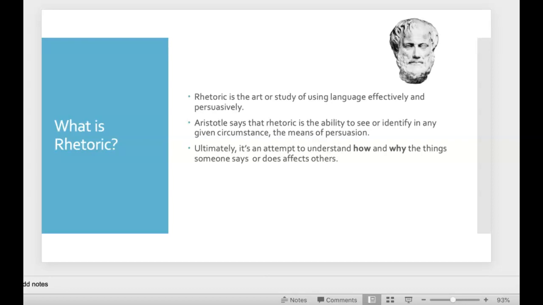Rhetoric is the art or study of using language effectively and persuasively. Aristotle says that rhetoric is the ability to see or identify in any given circumstance the means of persuasion. Ultimately, it's an attempt to understand how and why the thing someone says or does affects others. So, when we're talking about rhetoric, we're really looking at how someone who is speaking or writing is using their language to make us want to do something or feel a certain way. How is it that we are being persuaded by the words that are being used?